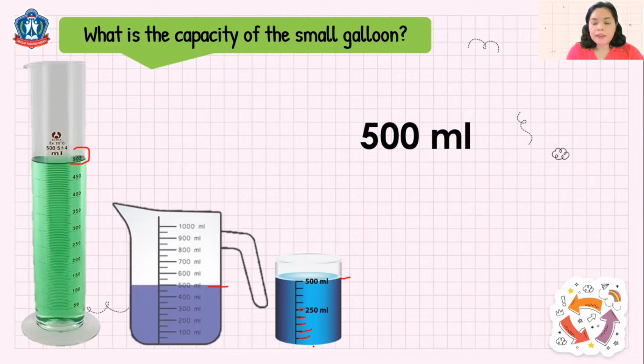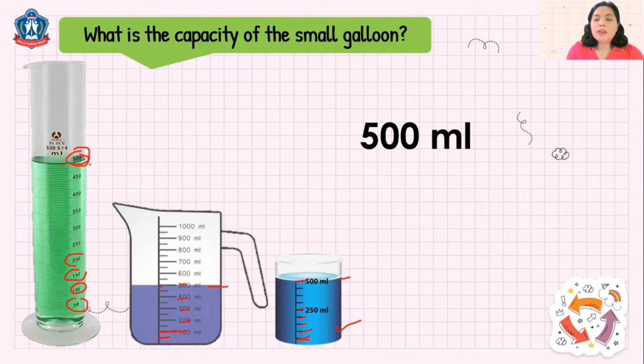So this one is by 50. So one marking is 50. So this one here is 500. It has 10 markings. The other one is by 50 also, and then 100. So 100, 200, 300, 400, and 500 ml. This one is another marking. So this is counting by 50 also. 50, 100, 150, 200, and it reaches 500.